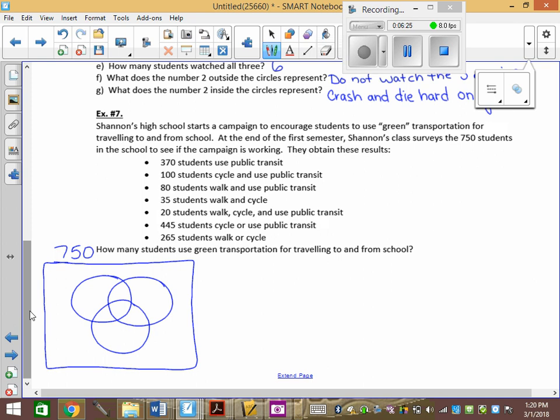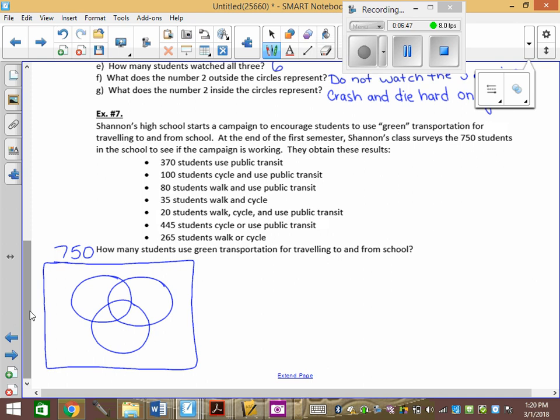If you're at 800, something is wrong. You probably didn't subtract when you should have. Okay? 370 students use public transit, 100 cycled and used public transit, 80 walked and used public transit. Anything say only yet? No, so we're going to be subtracting a lot, correct? 35 students walked and cycled. 20 students walked, cycled, and used public transit.